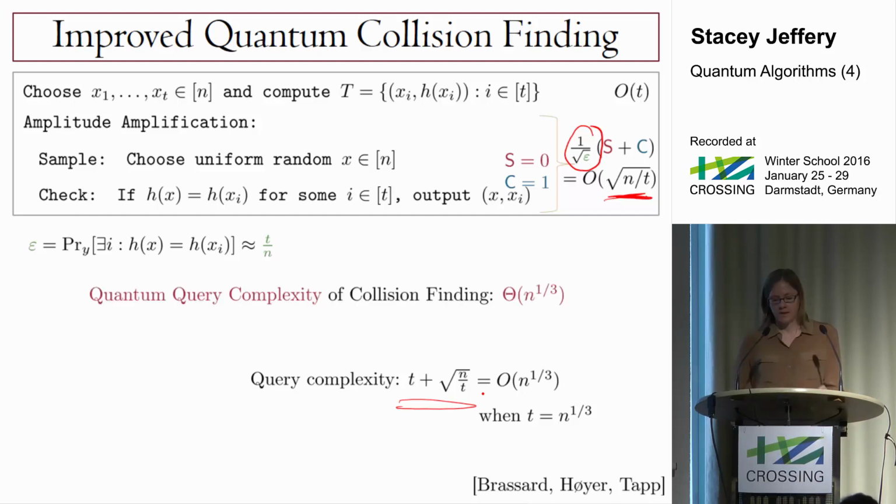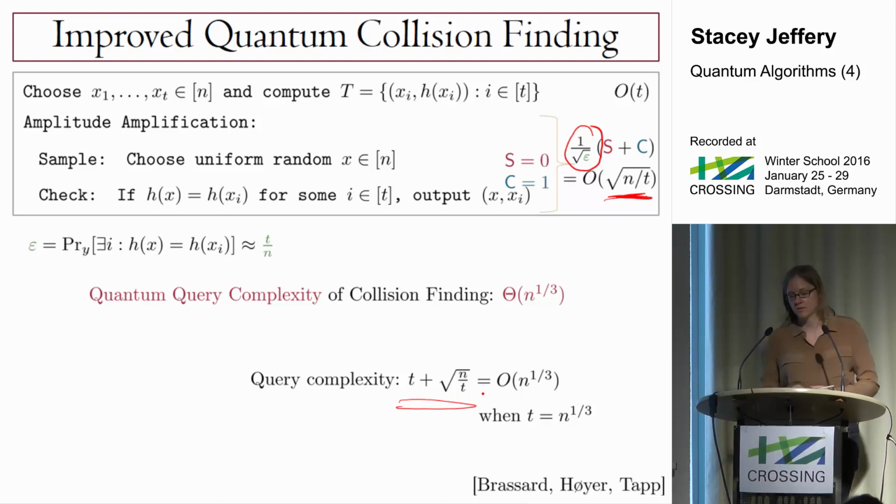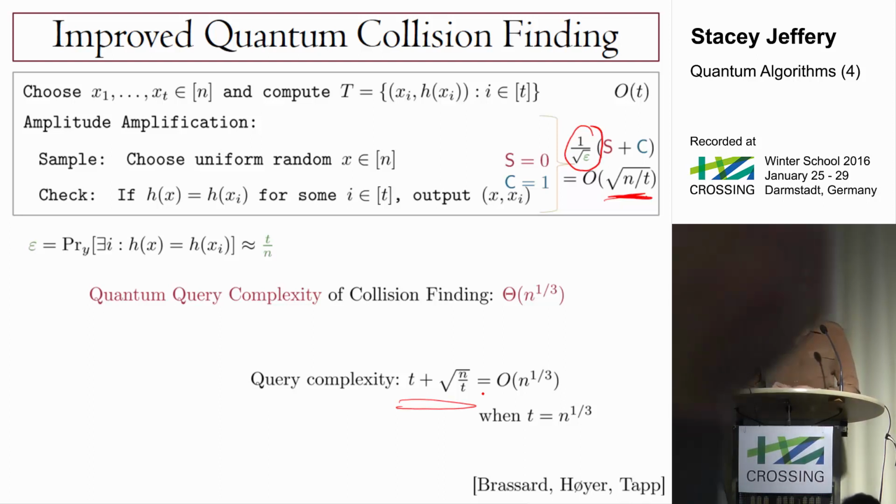And so the quantum query complexity of collision finding, it turns out this algorithm is optimal, so the quantum query complexity is n to the 1/3. You can also show a matching lower bound.